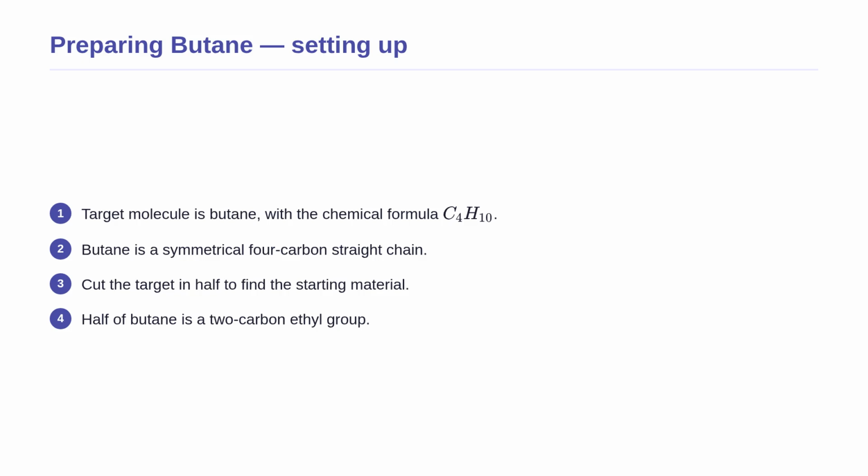Before we move on, let us see this with a concrete example. Suppose you are asked to prepare butane, which has the chemical formula C4H10, starting from an appropriate alkyl halide. We know butane is a symmetrical molecule containing 4 carbon atoms in a straight chain. Because it is symmetrical, the Wurtz reaction is the perfect tool for the job. We just need to cut the target molecule in half to figure out which starting material to use. Cutting a 4-carbon chain in half gives us a 2-carbon ethyl group.